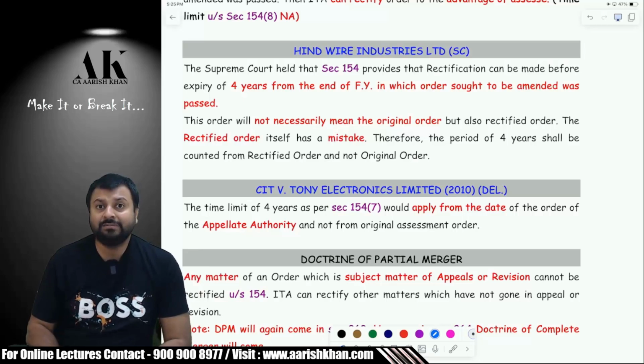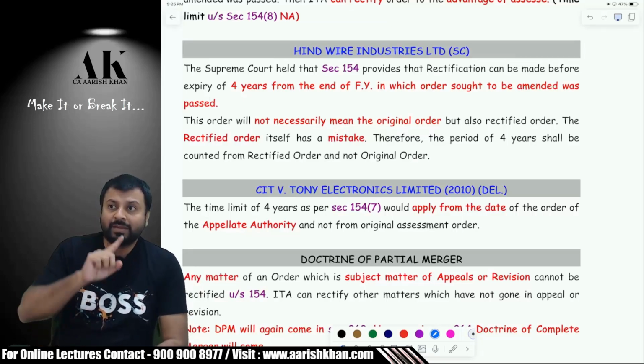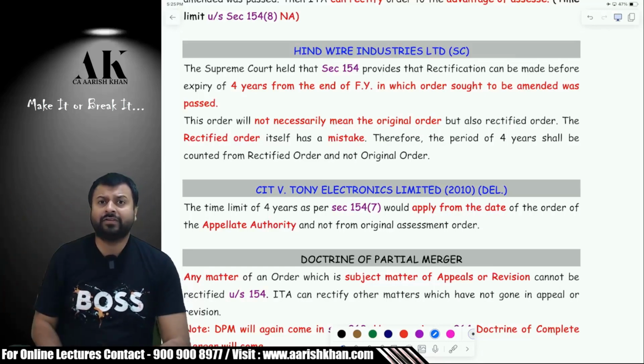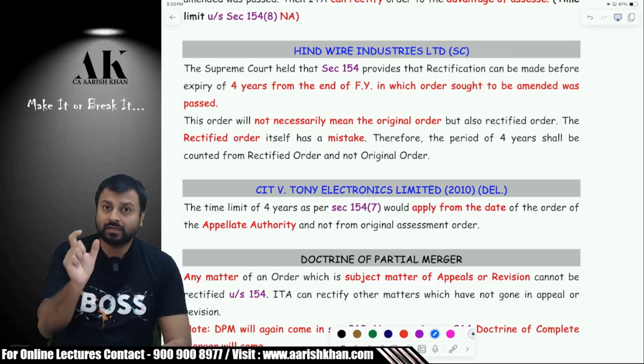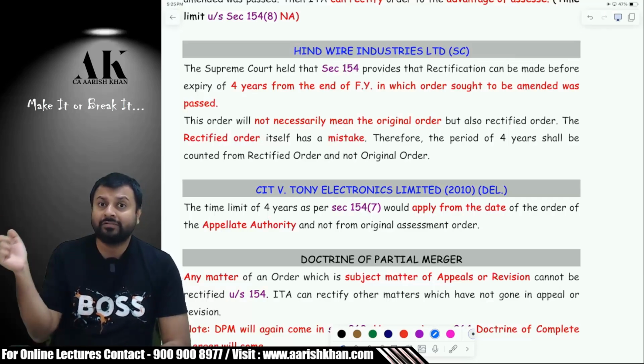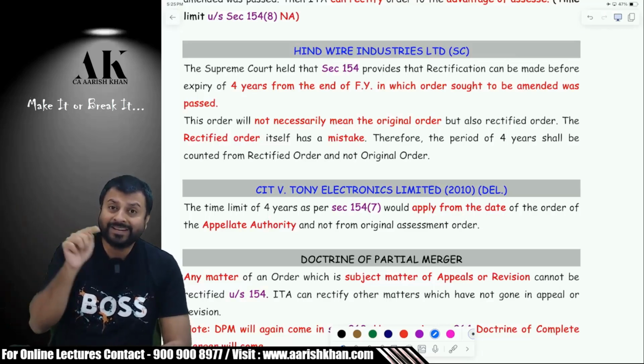Can the assessee make an application for the second rectification? The question is whether the time limit will be counted from the original order or from the rectified order. The court said that the time limit to rectify the order is within 4 years from the end of the financial year in which the order sought to be rectified was passed. An order sought to be rectified need not be the original order. It can be a rectified order.